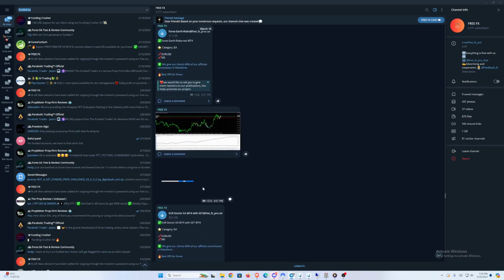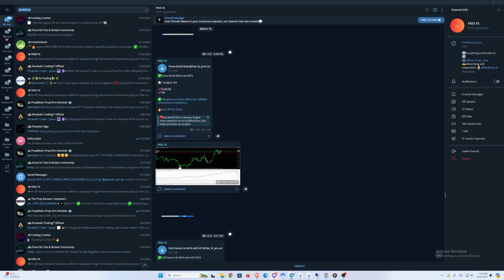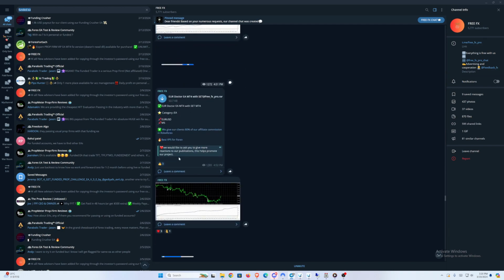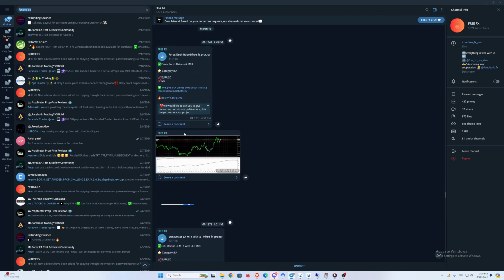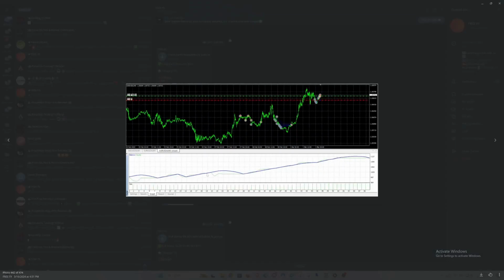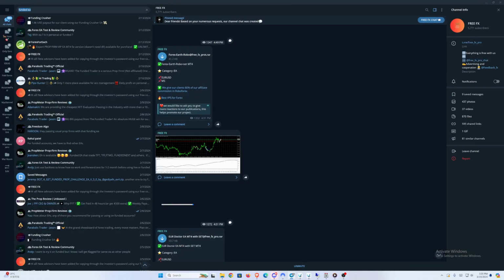But let's find something that I do have on my FX book. Okay, so this one is good to look into. All right, then this one. It's linear. Okay, but it's not that good. EUR 5 minute time frame. Let's see if it has on my FX book. Forex Earth Robo.